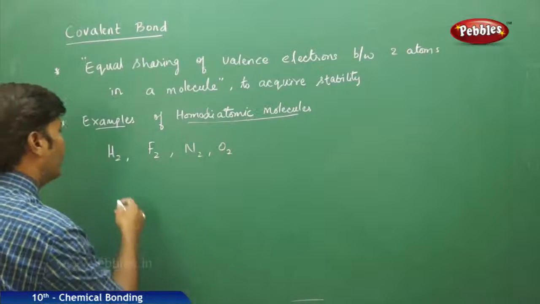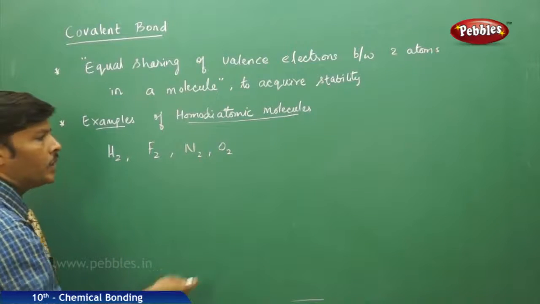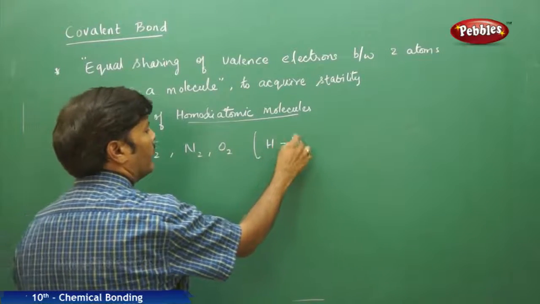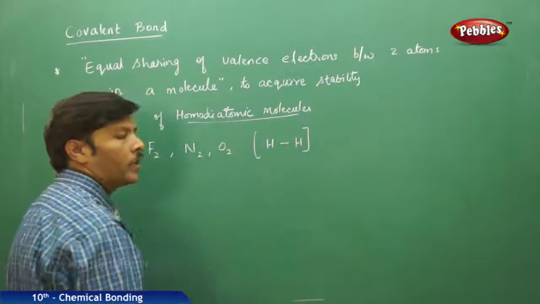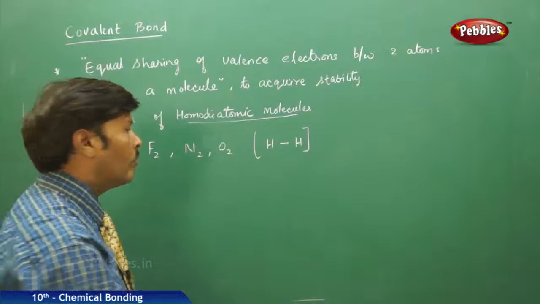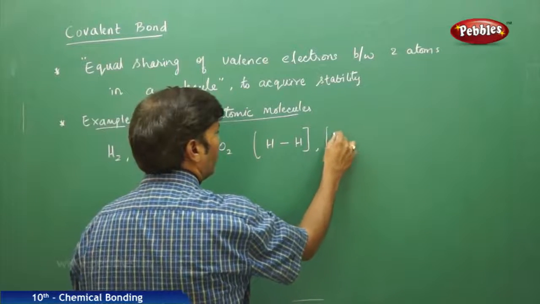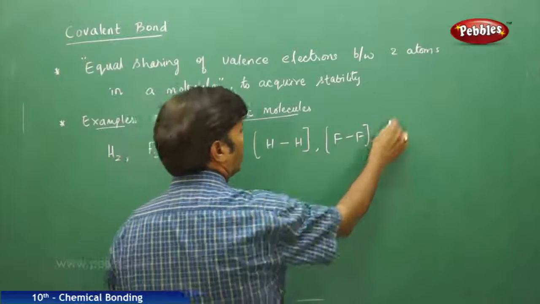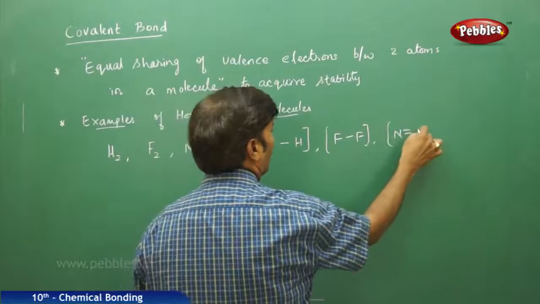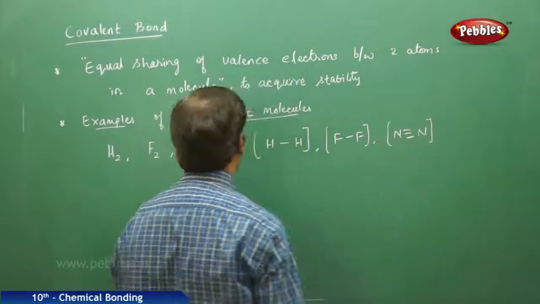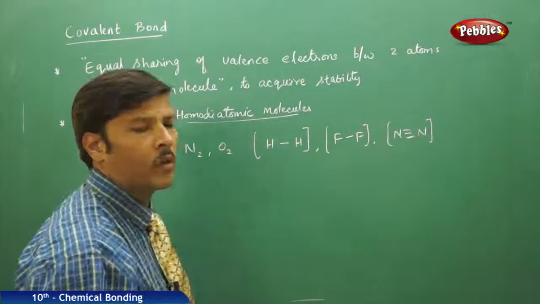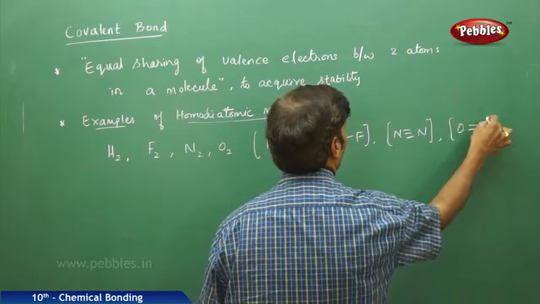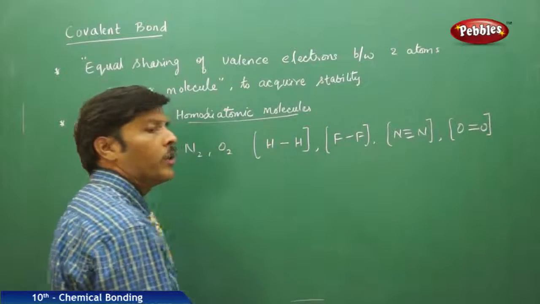All these are homodiatomic. In general, if you take the hydrogen molecule, between two hydrogen atoms you find a single covalent bond, and in fluorine also you find a single covalent bond. In nitrogen you find 3 covalent bonds, so it is a triple bonded molecule. And if you go for oxygen, it is a double bonded molecule.